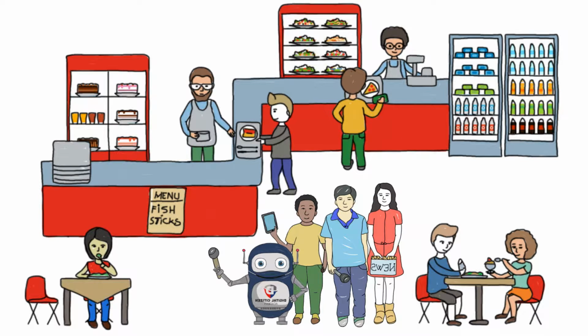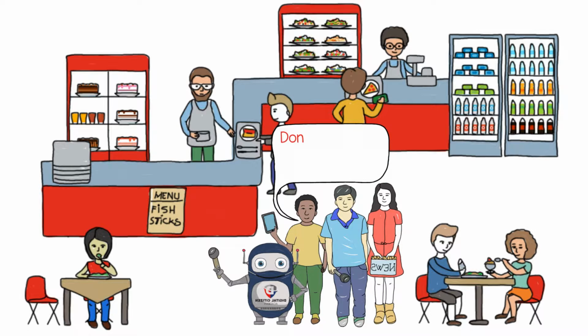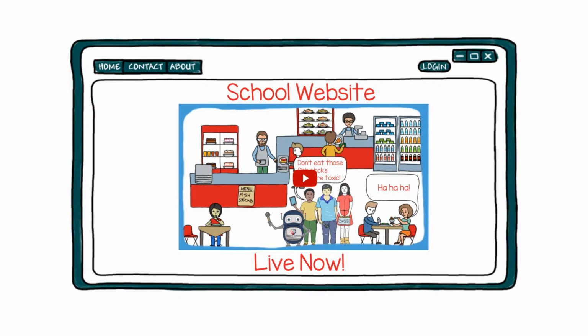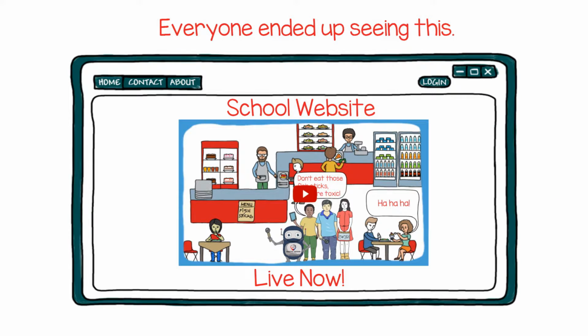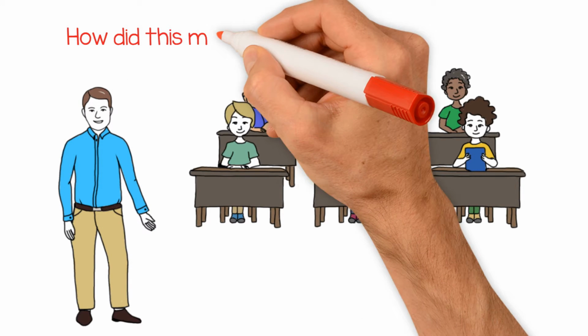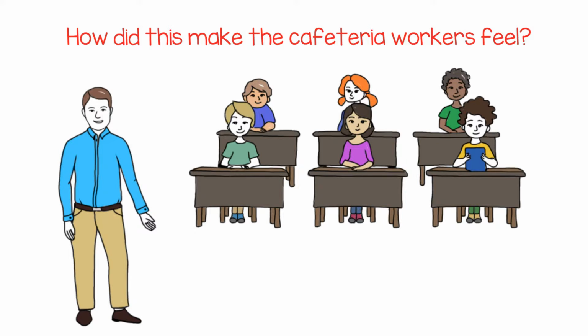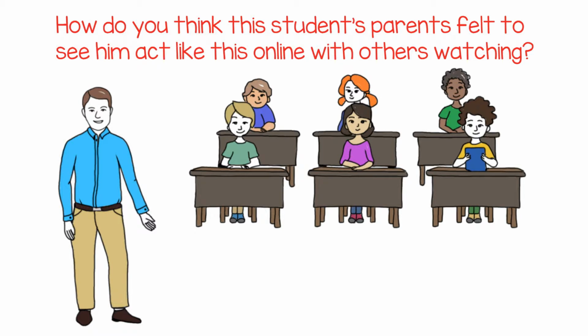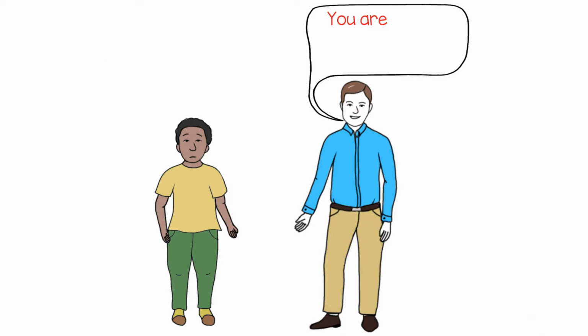One day, he was reading about the school's lunch menu for the day. His friend, who also was on the news, interrupted Digi and said, "Don't eat those fish sticks. They're toxic." Then he started to cough and pretend to choke. A few other kids laughed in the background. The video announcements were live, so everyone ended up seeing this. How did this make the cafeteria workers feel? How do you think this student's parents felt to see him act like this online with others watching? Digi's friend was not allowed to be filmed anymore. He had to work behind the scenes and also apologize for his comments.